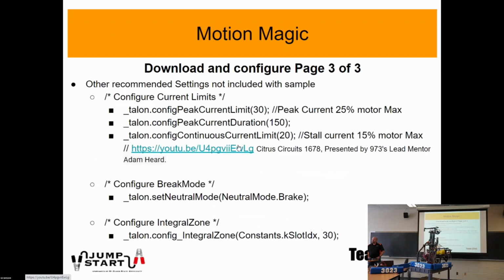And then also not included in the sample code is some variables to set for your motors. If you want to protect a motor for stall, there's some great videos out there, and there's a link here, and also in the chat room, my moderator will be posting some links to a handout that you'll want to print out. Adam Hurd from 973, a great video out there on how to size your motors and gearboxes so you don't catch them on fire. And finally, you're going to want to set your motors to brake mode or coast. Really important on your application. As well, if you're going to use the I term, you're going to want to set your integral zone.